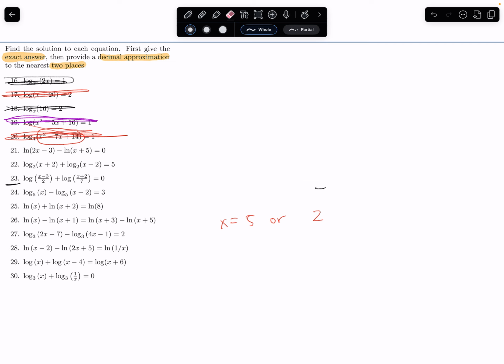And notice the answer came out 4, right? I'm sorry, no, I said it wrong. 4 to the 1 is equal to 4. So log base 4 of 4 is 1.